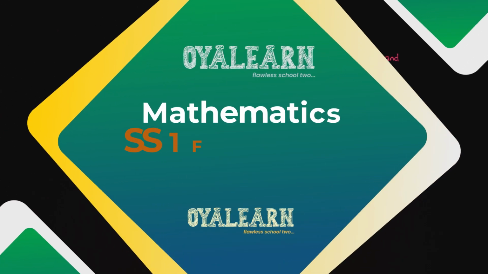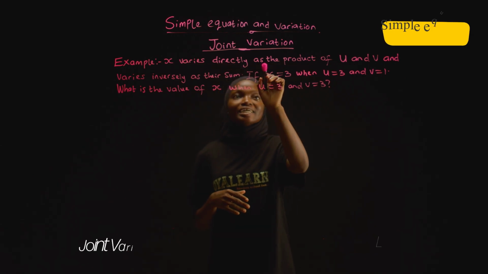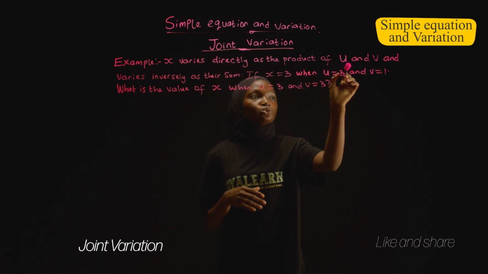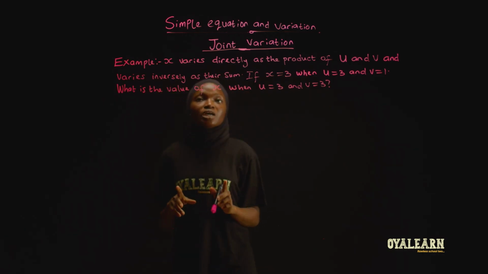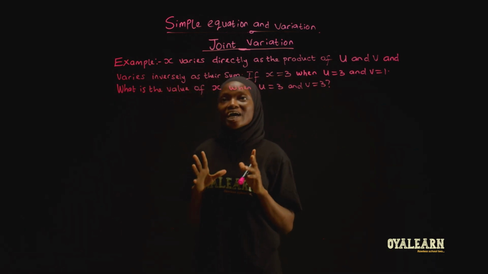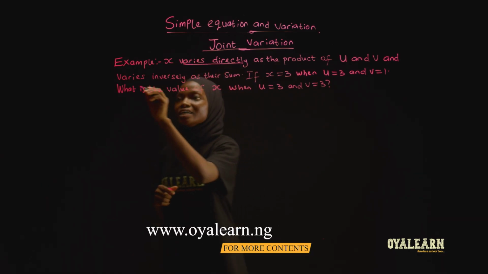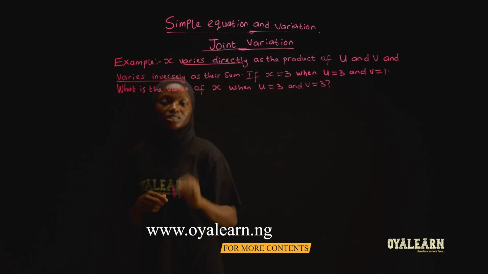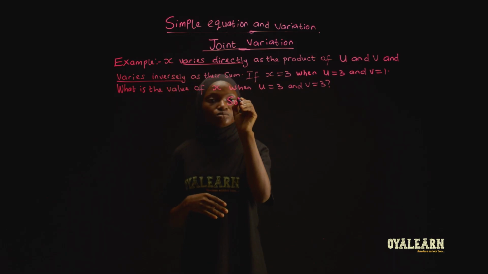This is an example on joint variation, and the question says x varies directly as the product of u and v and varies inversely as their sum. Now you note that here we are having two variations, that is we are having varies directly and here we are having varies inversely, and that brings us to joint variation. Solution.